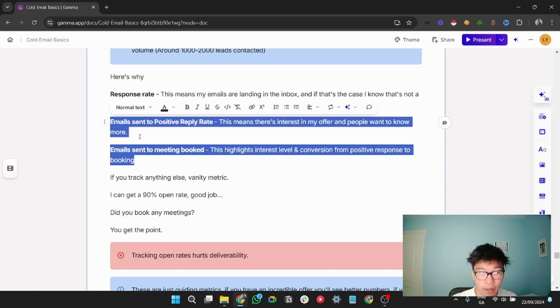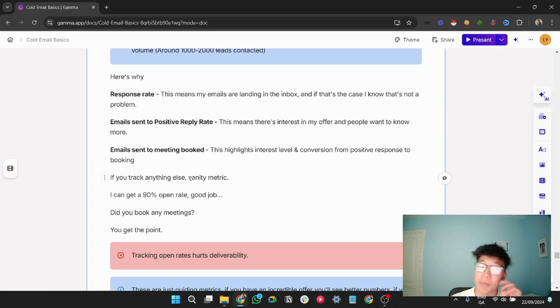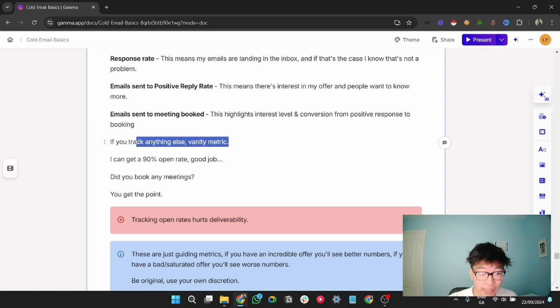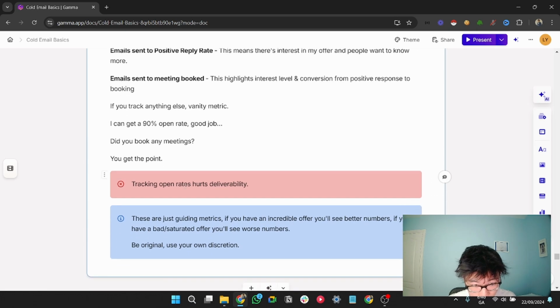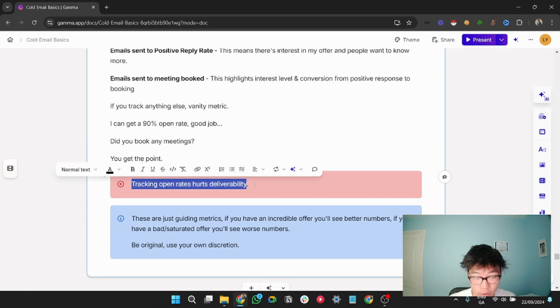This is a predominant one. It shows how strong your CTA is and what people are thinking. So this highlights interest levels, conversion from positive responses to bookings. If you track anything else, it's a vanity metric, so just don't do it. I can get a 90% open rate, but good job. Did you book any meetings? You get the point. No, don't track open rates.